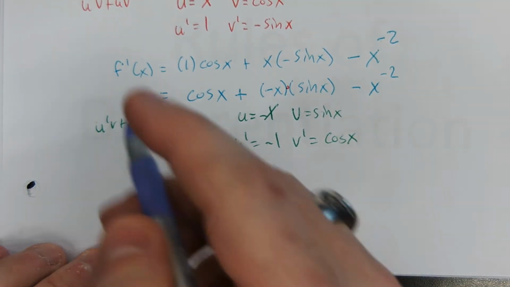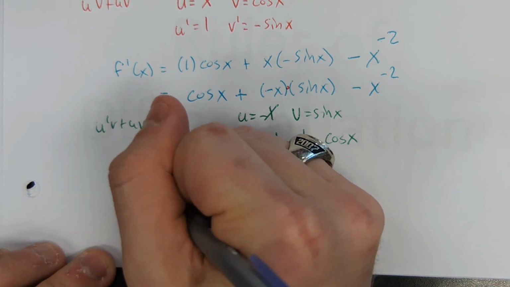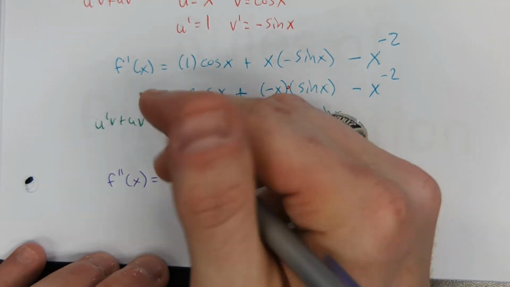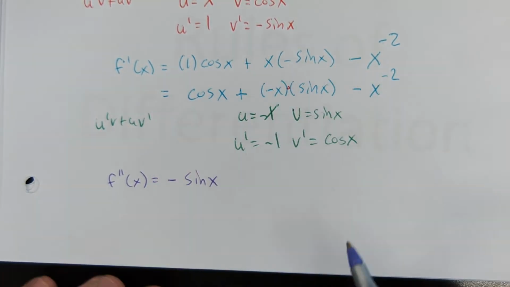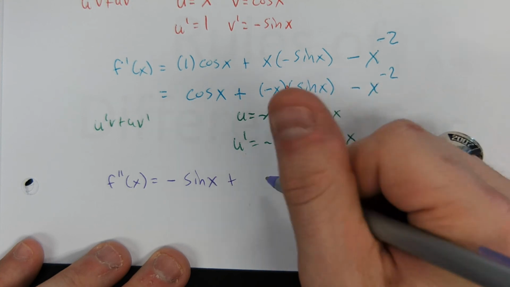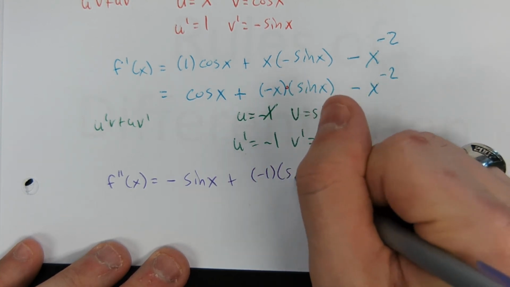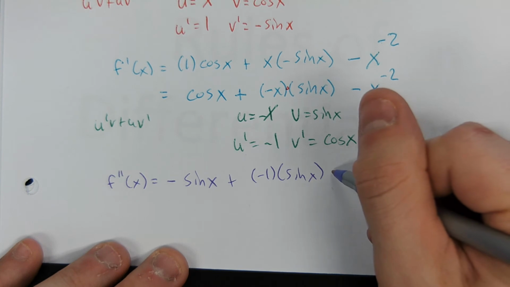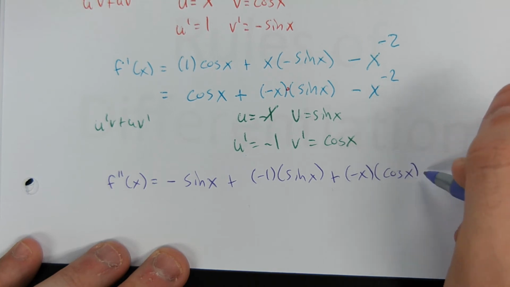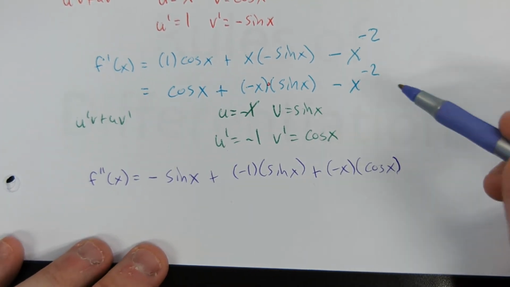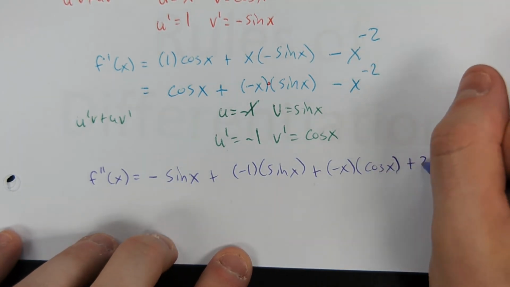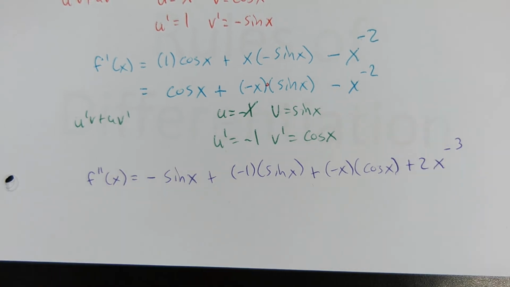And we might as well be super colorful. F double prime of x. Well, first I have to take the derivative here of cosine. The derivative of cosine x is negative sine of x. Now, my product rule, so plus u prime v plus u v prime. And then all the way at the end, the derivative of this: bring the negative 2 down, you have a positive 2, and decrease the exponent gets me to there.